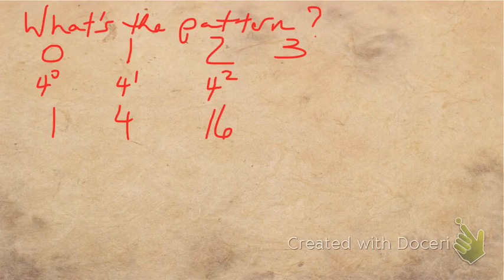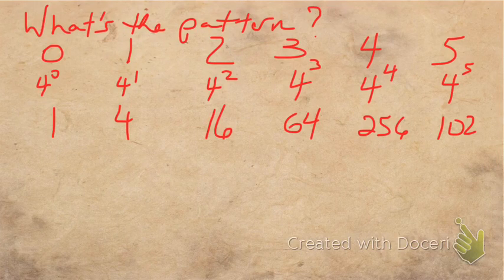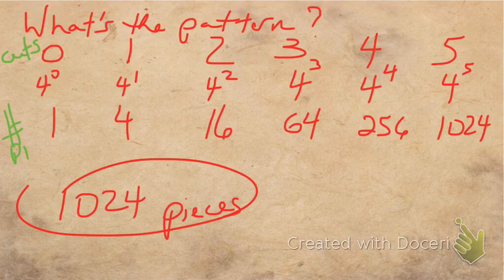So at the 3rd cut, you've got 4 cubed, which means 64 pieces of paper. At the 4th cut, that would be 4 to the 4th, or 256 little pieces of paper. At the 5th cut, that's 4 to the 5th, which is 1024. So after 5 cuts, there are 1024 equivalent tiny, tiny pieces of paper. So these are the cuts, and these are the number of pieces.